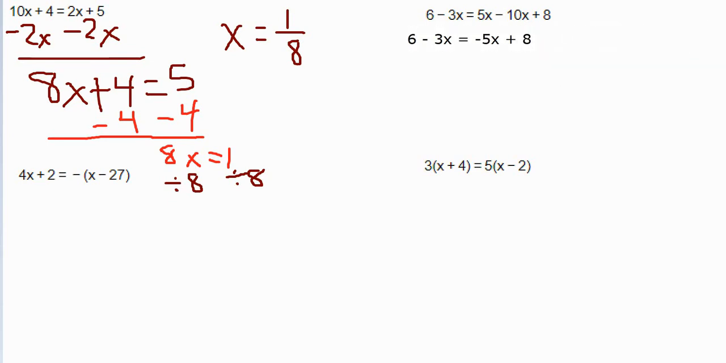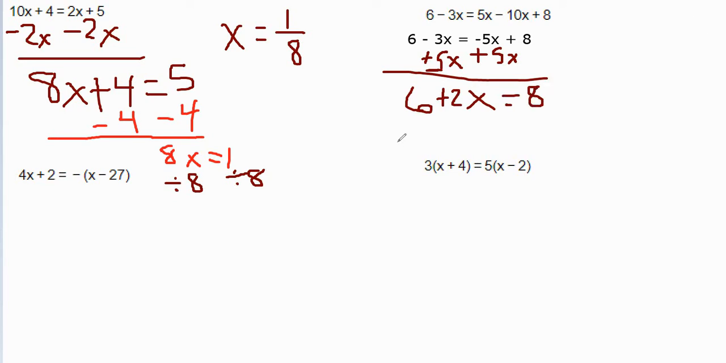Now I like to get all my letters to the left side. It's just my habit. So the opposite of a negative 5x is a positive 5x. So I'm going to add 5x to both sides. Then we have 6. Negative 3x plus 5x is 2x. And that's going to equal 8. The opposite of a 6 is a negative 6. So I subtract 6 on both sides. And that would give us 2x equals 2. And then finally, we're going to divide both sides by 2. And that's going to give us x equals 1.